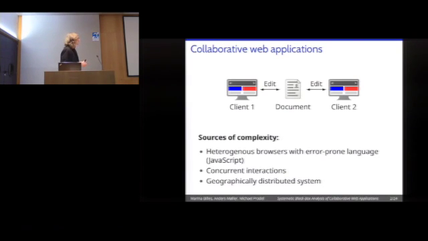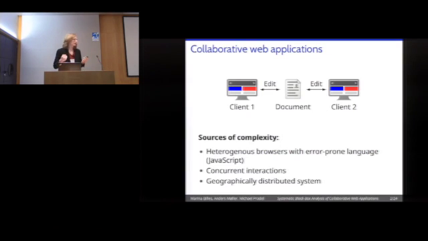The complexities of analyzing such an application come from the fact that we have different browsers. They may have bugs in the browser-side implementation with JavaScript, which is kind of an ugly language to write in. Then we have concurrent interactions, which add to the complexity, and the fact that it's distributed and messages take some time to get delivered.